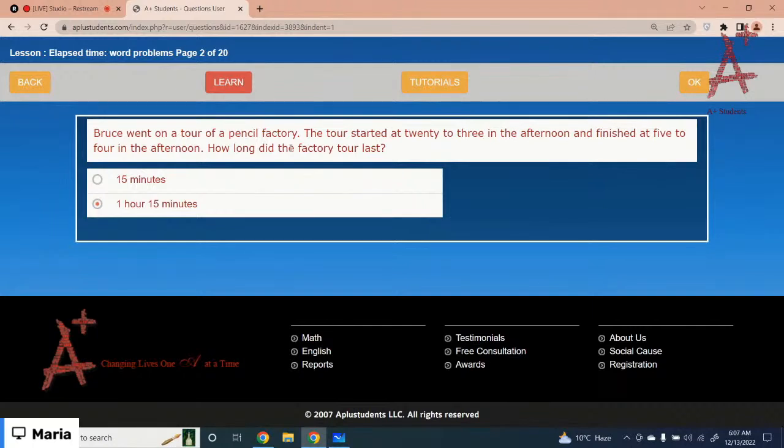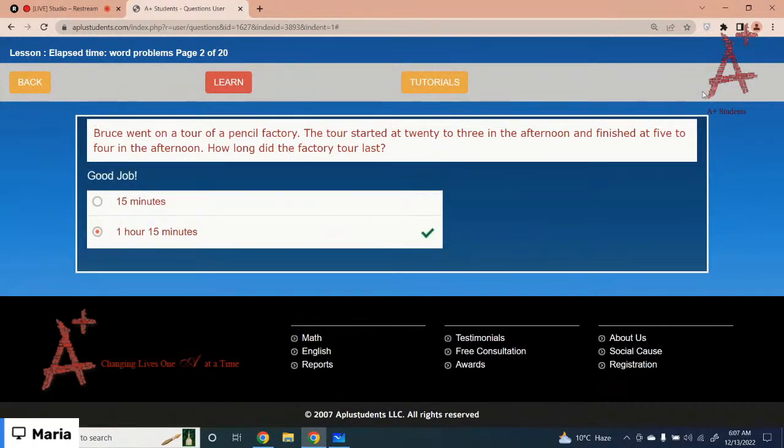Got it? And 5 to 4 means you have 5 minutes left until 4. So go back 5 minutes. It would then be 3:55. Got it? So the correct option is 1 hour and 15 minutes. Got it, everyone?